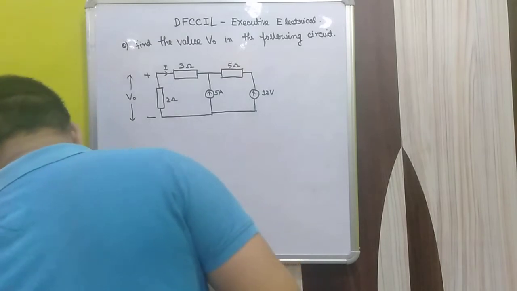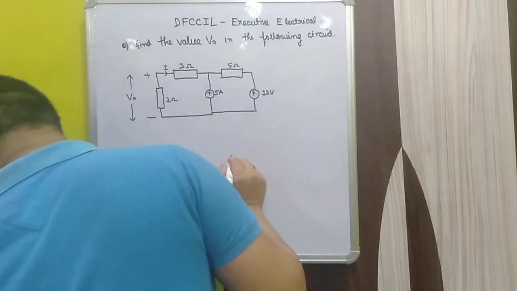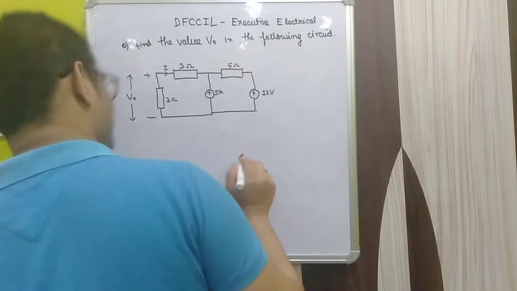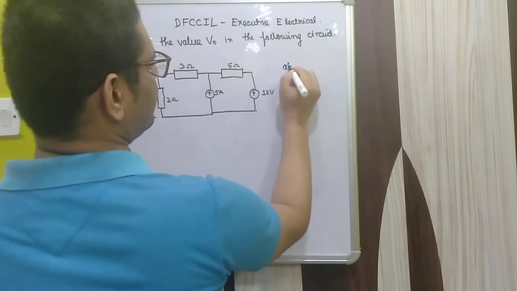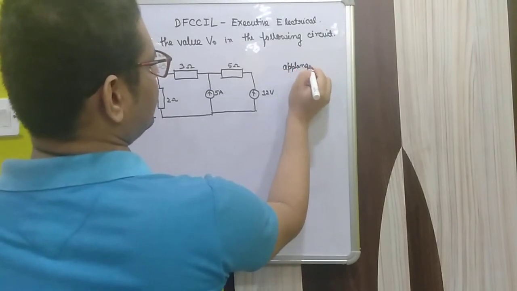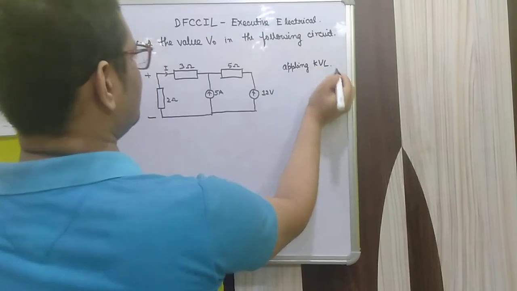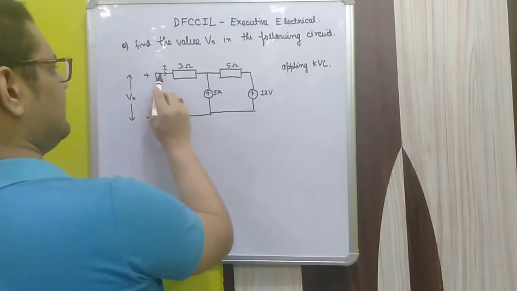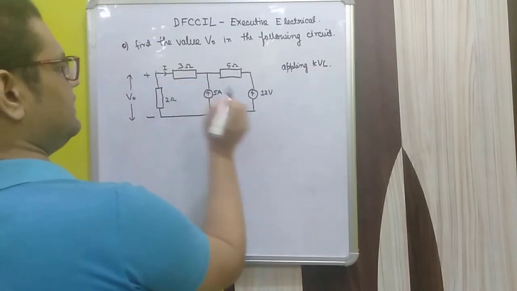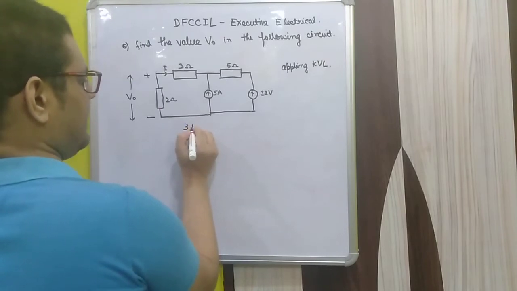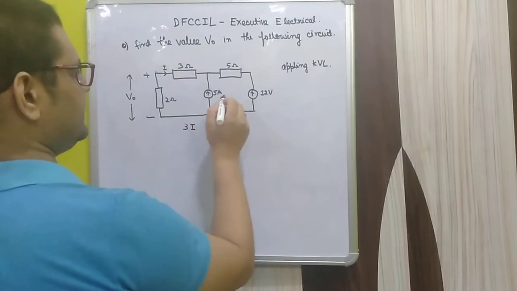We can apply the KCL over here. I'm sorry, we can apply KVL, Kirchhoff voltage law. So we just take the value that as the current I is flowing through this direction, we can write 3I. Just we solve other things.